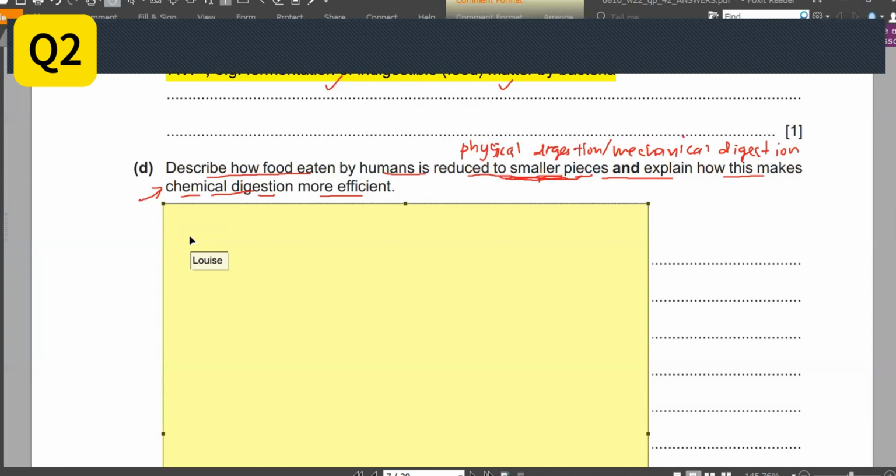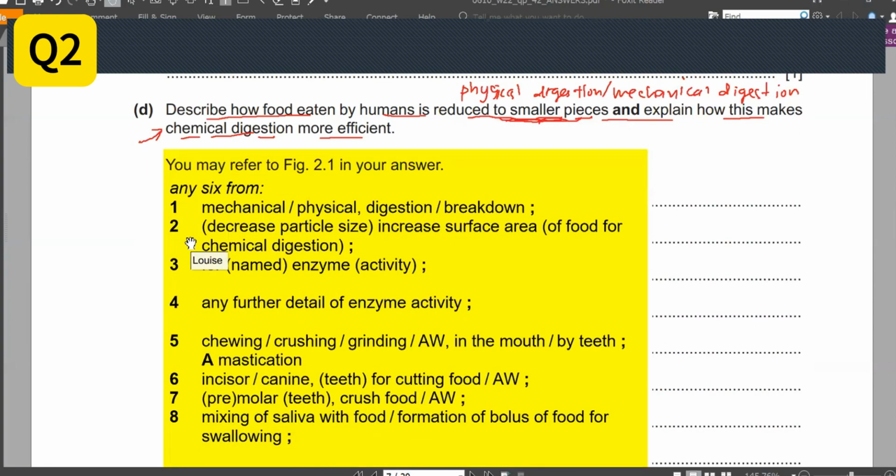The points that are acceptable as answers are many. Any 6 that are included will get us the points. First, the point that we are talking about mechanical or physical digestion: the main function is to decrease the particle size. When particle size decreases, the surface area of food particles will increase for any activity.